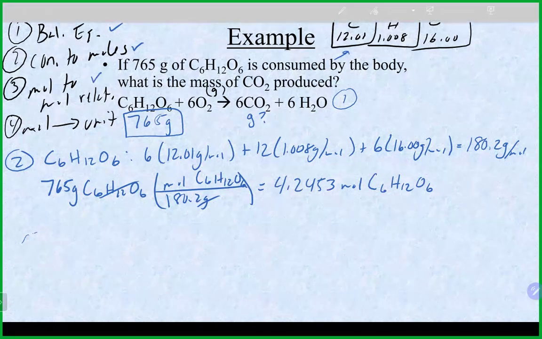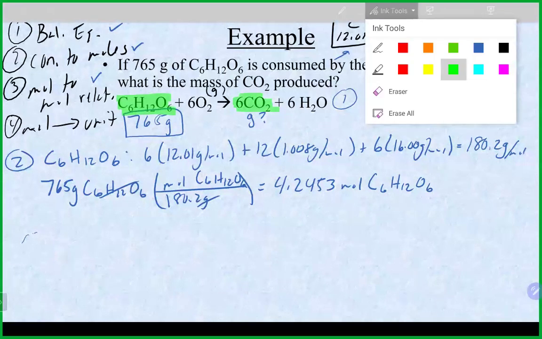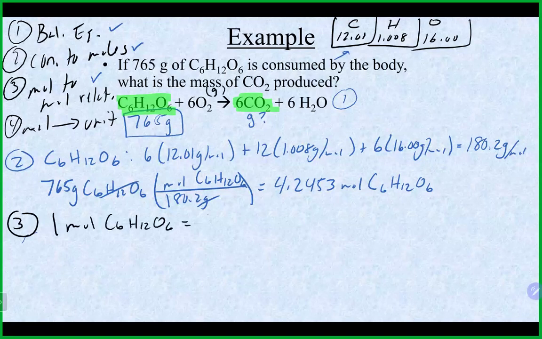At this point, we're sitting with C6H12O6, but we want to get to CO2. So we're going to go to our equation, find those two things, and that's going to give us our conversion factor to go from one to the next. And again, this conversion factor is just the coefficients from the balanced equation. So looking at the equation, I can see 1 mole of C6H12O6 will give me 6 moles of CO2.